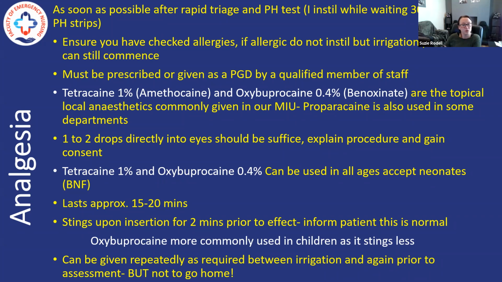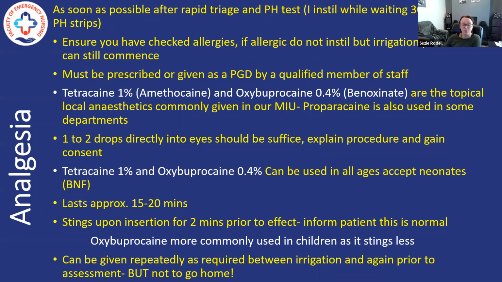And for those of you not able to give on PGD or non-prescribers, make sure that this is prescribed by a practitioner who can prescribe, or that you're given it as a PGD and that you are qualified and that you have read the PGD and you're fully aware of the limits of what you can give. Tetracaine and oxybuprocaine are on PGD in our minor injuries. So even though I'm not a prescriber, I can give tetracaine on PGD. And I read about oxybuprocaine a couple of months ago when I realized that we stopped that.